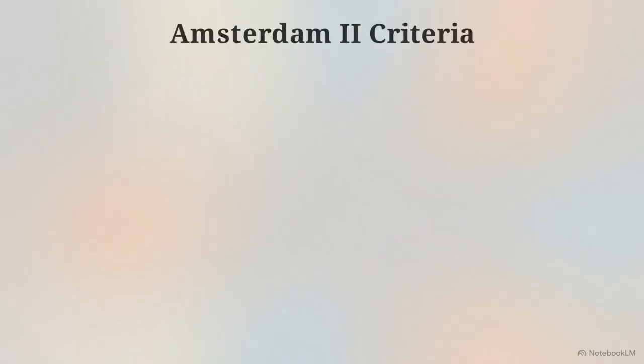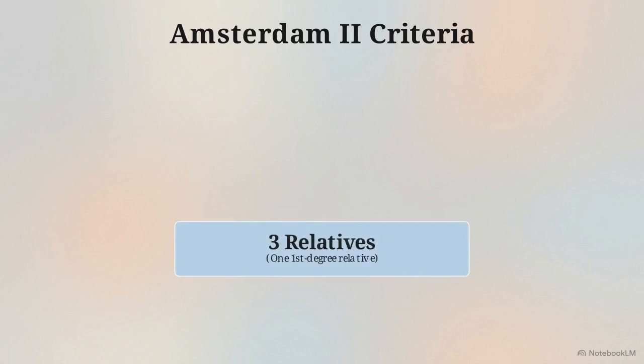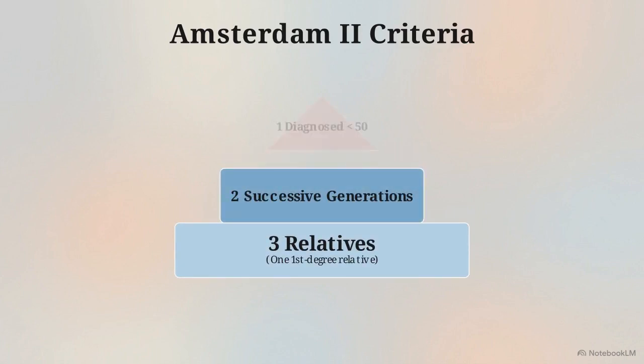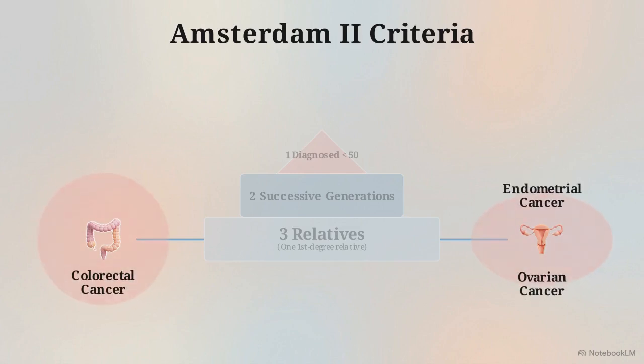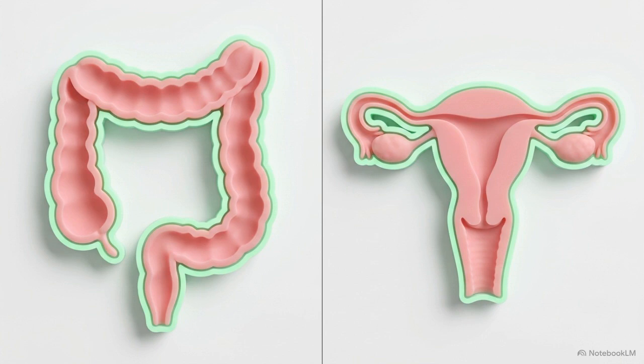Physicians use the 3-2-1 Amsterdam criteria: 3 relatives with colon or endometrial cancer across 2 generations, with 1 diagnosed before 50. This global DNA repair failure extends risk beyond the colon, driving high rates of endometrial and ovarian cancers. For these patients, a comprehensive surveillance net must account for more than just the gastrointestinal tract.